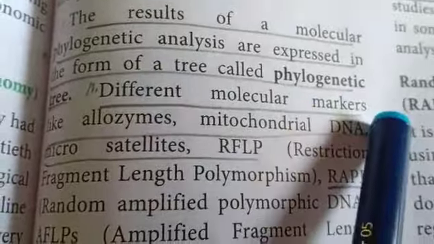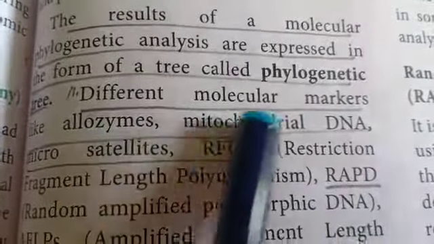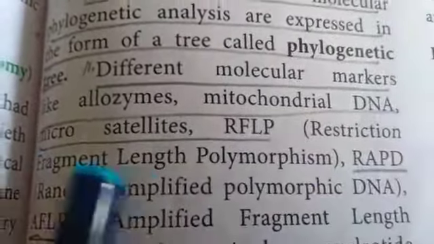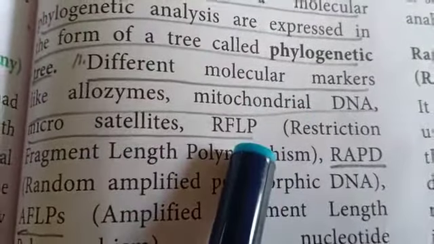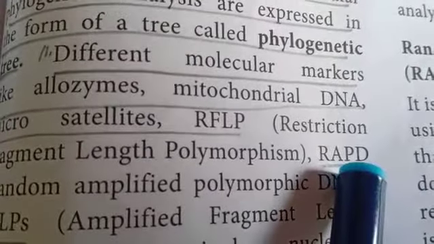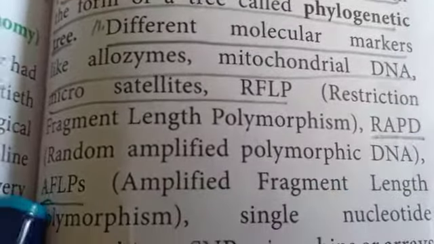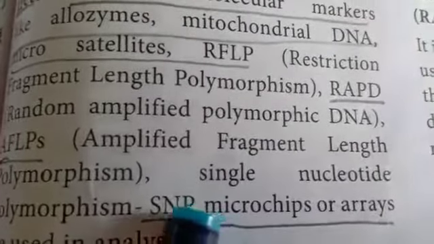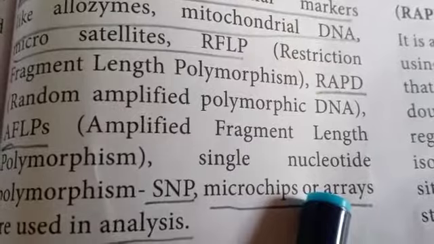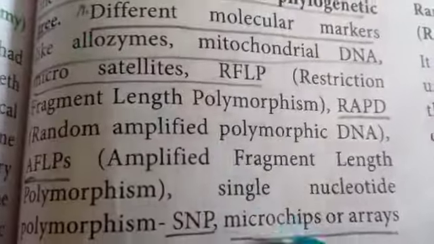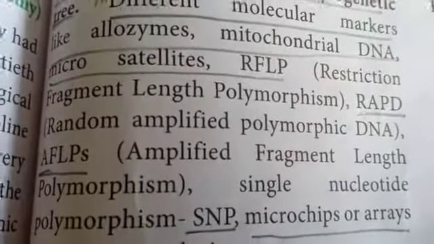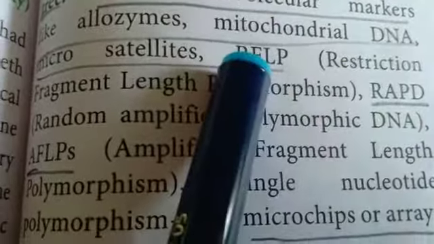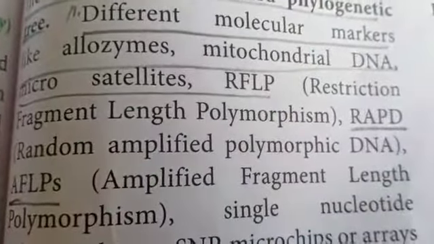Different molecular markers are allozymes, mitochondrial DNA, microsatellites, RFLP, RAPD and AFLP, SNP, microchips or array. You will get some 8 markers. They are called the molecular markers. Carefully go through this. So 8 to 9 markers are there. I have just only said the short form, not the expanded one. So these are the molecular markers.